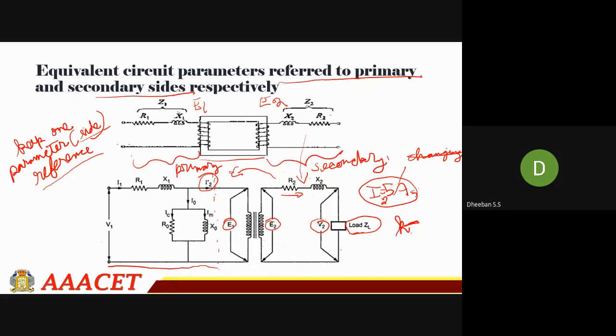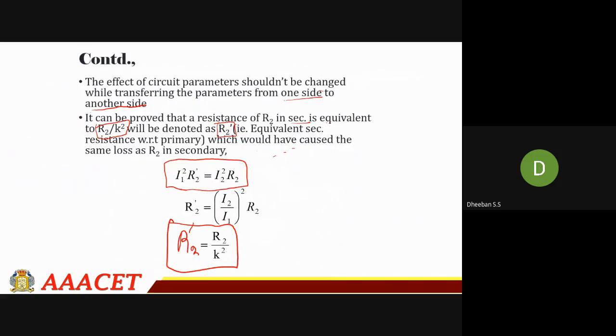So here you can take the losses to be the same. Okay, the losses are the same means it comes like this, because this corresponds to a copper loss, or I square R loss. So about this loss, what does that mean?